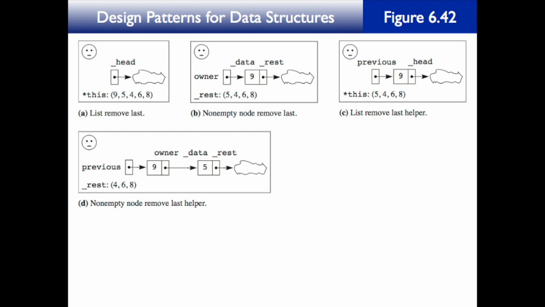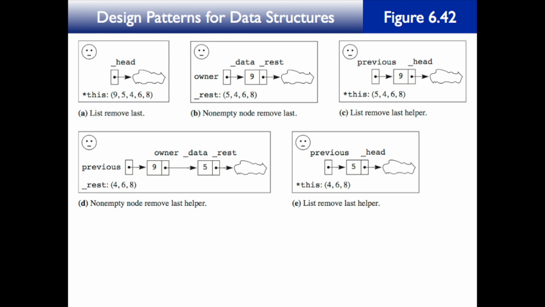All right, and so then what happens is this non-empty node, because we are non-empty, there's no action to be taken. We have to work our way down the list. The only time that the action is going to be taken is whenever we are in the environment of an empty node. So what does it do? It again calls the list remove last helper, and it sets it up so that previous points to the node for which we are the list, and underscore head is our underscore head.